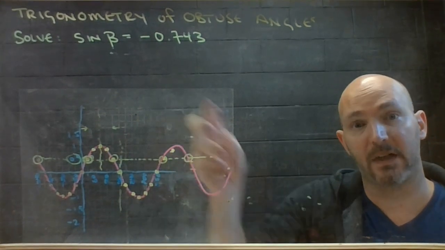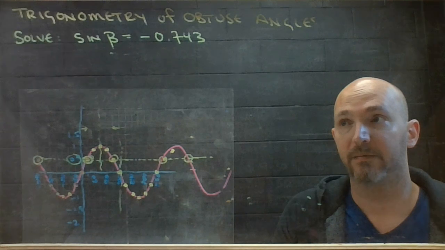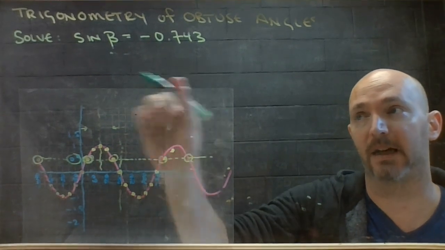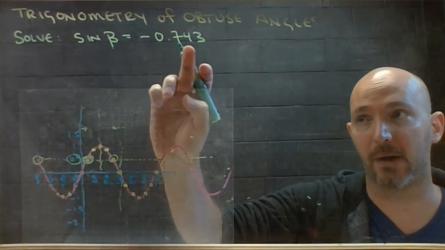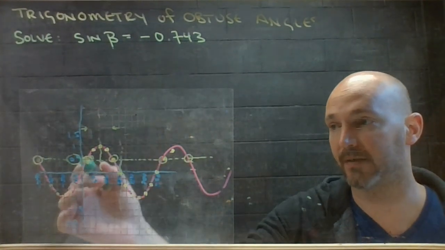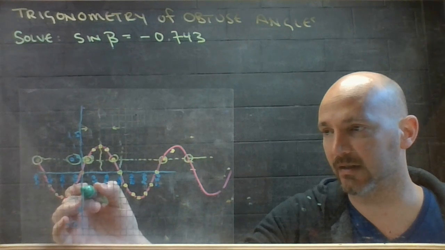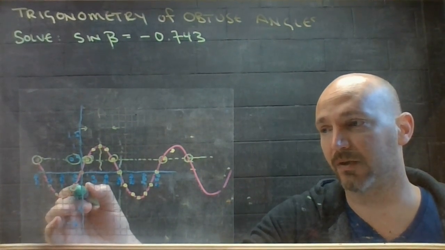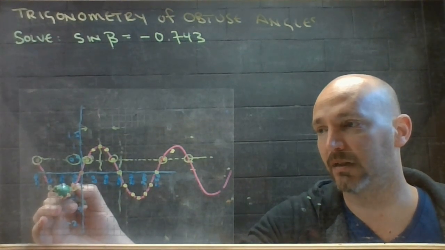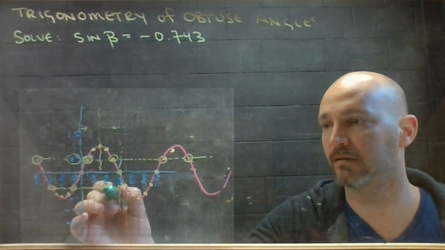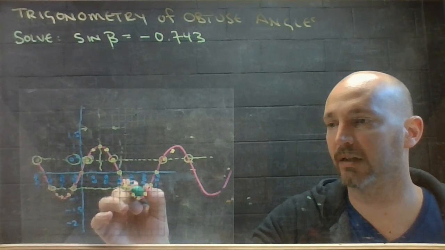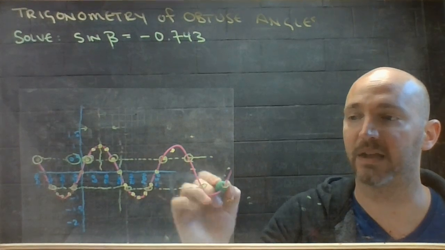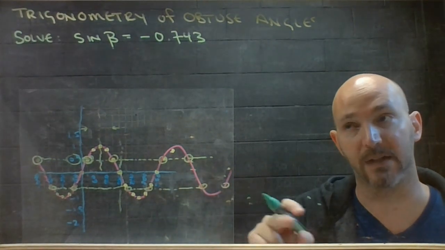So we'll try one here where the sign is negative. So first thing I'm going to need then is I'm going to have to look at where my y values are negative. Negative 0.7 is somewhere around here. So if I draw across, there's going to be a solution there, one here, and then they're going to repeat every 360 degrees.